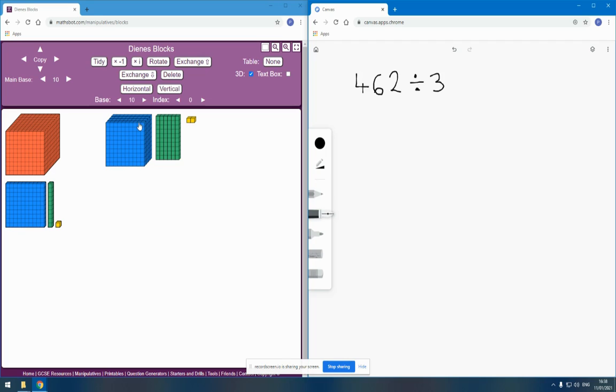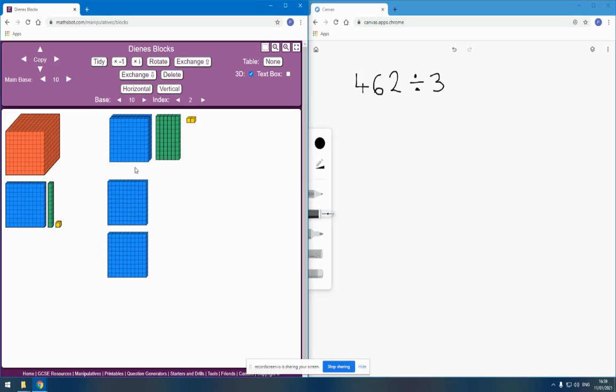So the idea is I have 400s. You can see them there lined up, 1, 2, 3, 4. I have 6 tens. I have 2 ones. So I have 462. And I want to share this into 3 equal shares. So what I'm going to do is take my hundreds to start with. The reason I'm taking my hundreds to start with is because I know that if I don't have enough hundreds to fully complete my shares, then I'm going to have to exchange those hundreds down for tens.